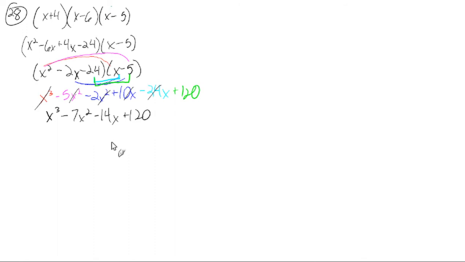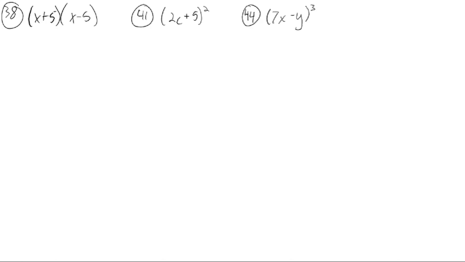Now let's move on to number 38. Actually, we'll do all 3 of these. They're kind of similar to each other. We're going to multiply these 2 together, so we get x times x is x squared. X times -5 is -5x. Okay, we distributed the x, now move on to the 5. 5 times x is 5x, and 5 times -5 is -25. Now we wound up with a -5x and a positive 5x, so they're going to cancel each other out, so we'll get x squared minus 25. Okay, that's it.